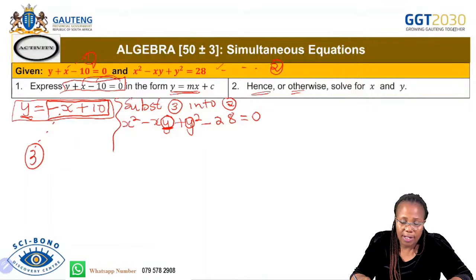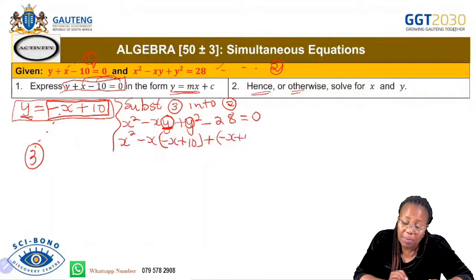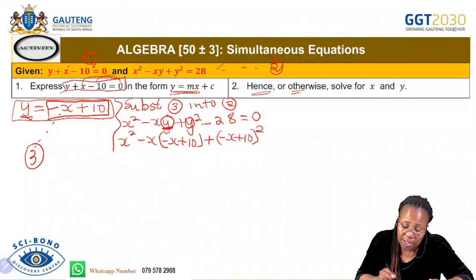Okay, let's do the substitution, grade 12. And then now we are having x squared minus x, and then y. Oh yes, we are substituting the y with minus x plus 10. Close bracket, we have plus, and then oh, we have a y. Oh, y must be minus x plus 10. And then this is squared. Remember that square is very important. Highlight it greater so that you can remember that it must be squared. And then a minus 28 equals to a 0.